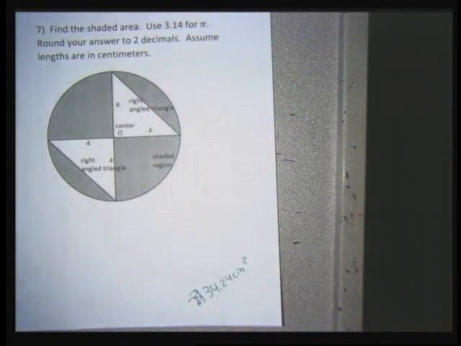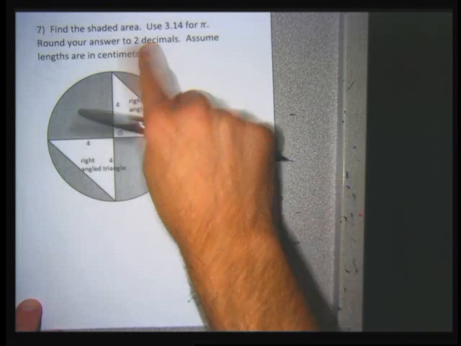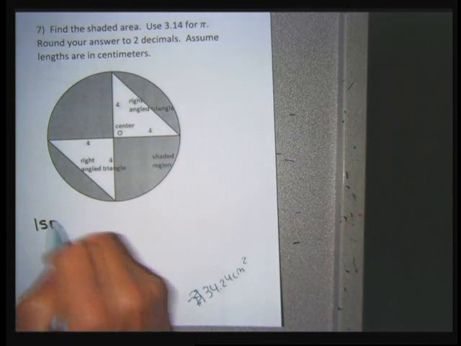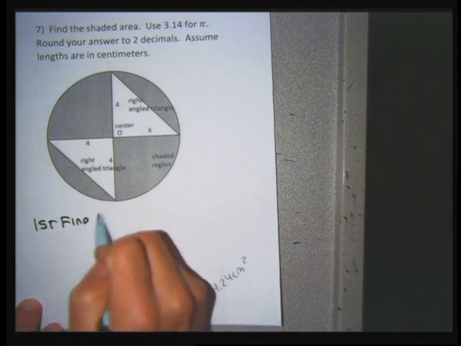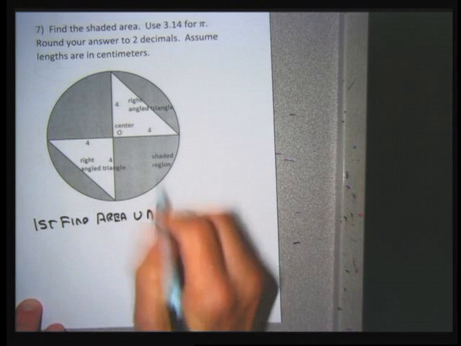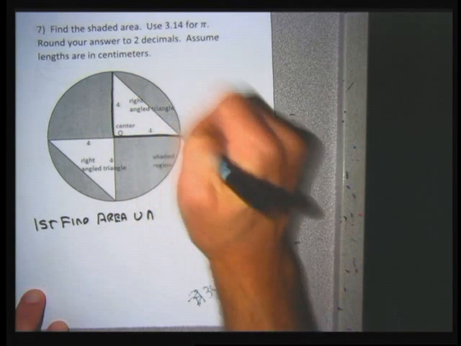All right, for problem 7, using 3.14 for pi again, rounding to 2 decimals, assume the lengths are in centimeters. First, find the area of the unshaded. And there are 2 unshaded regions, and each is a triangle.